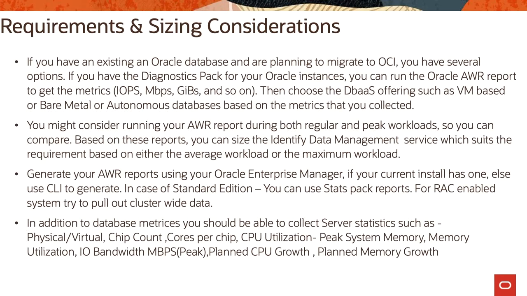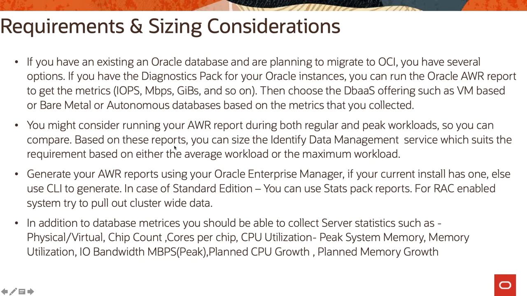So a few more considerations: if you have an existing Oracle database and you are planning to migrate to OCI, you have several options. With Diagnostic Pack, which is available on Oracle instances, you would be able to run AWR reports and get the metrics like IOPS or Mbps or gigabits per second and so on. Then you need to choose the DBaaS offerings such as VM-based or bare metal or autonomous or ExaCS, depending on the metrics you have collected from these reports.